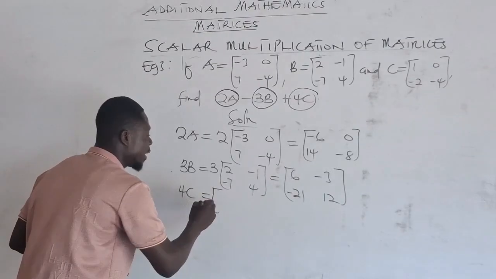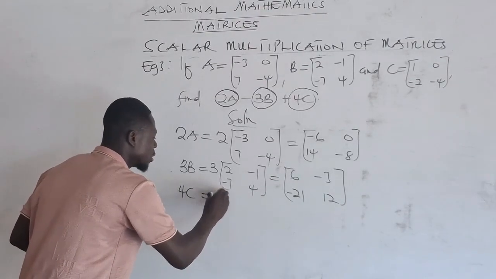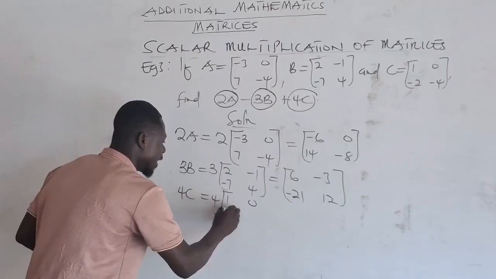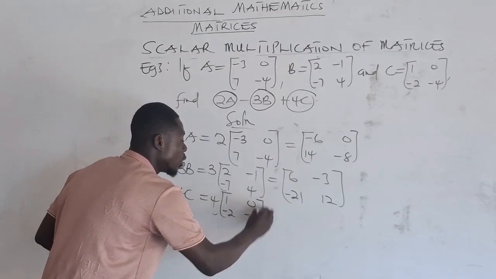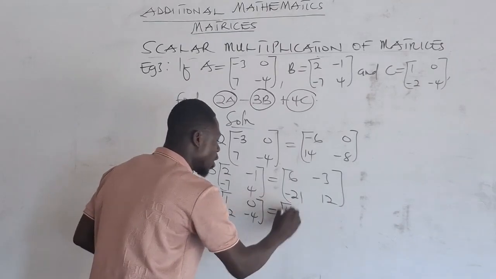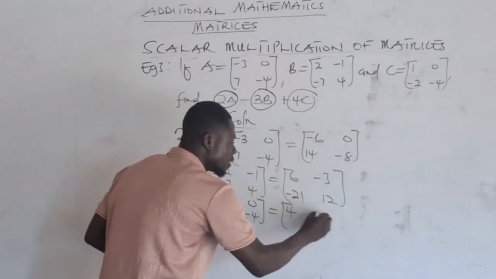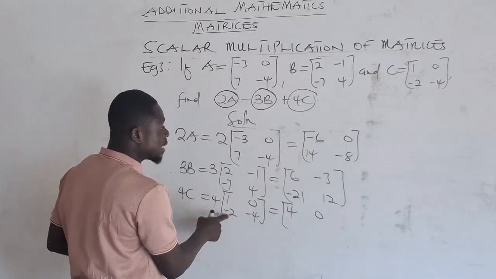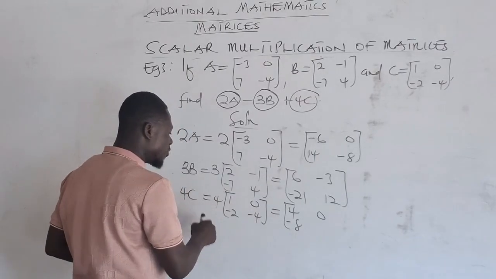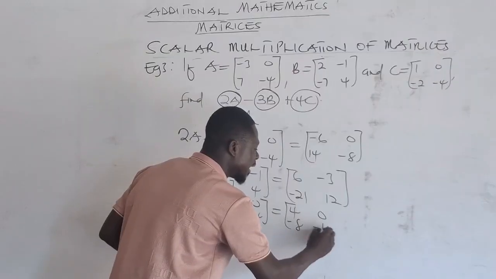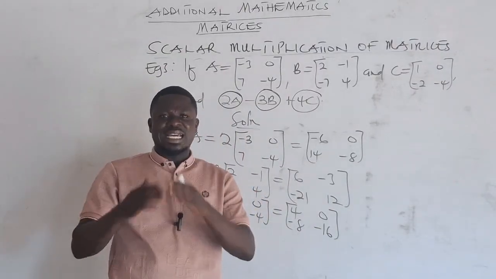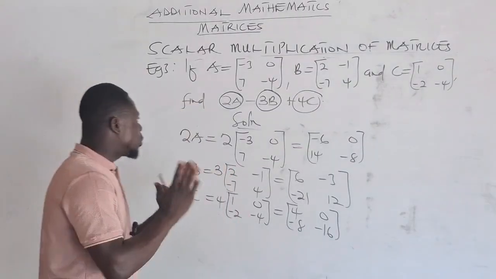So let's tackle 4c. 4c will also be 4 multiplying the c, which is 1, 0, negative 2, negative 4. So we will have 4 by 1 is 4, 4 by 0 is 0, 4 by negative 2 will be negative 8, 4 by negative 4 will be negative 16.